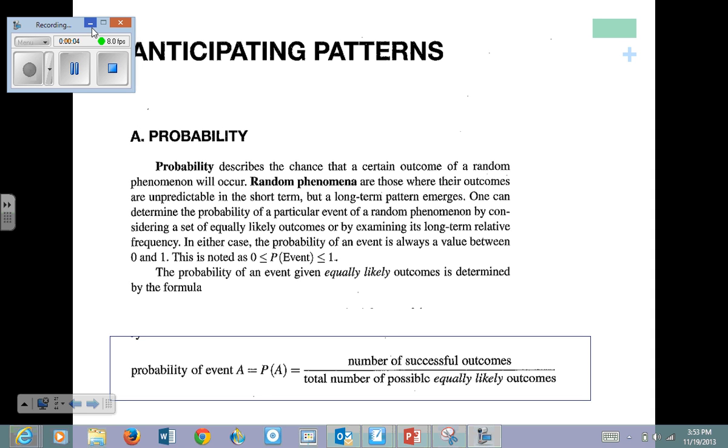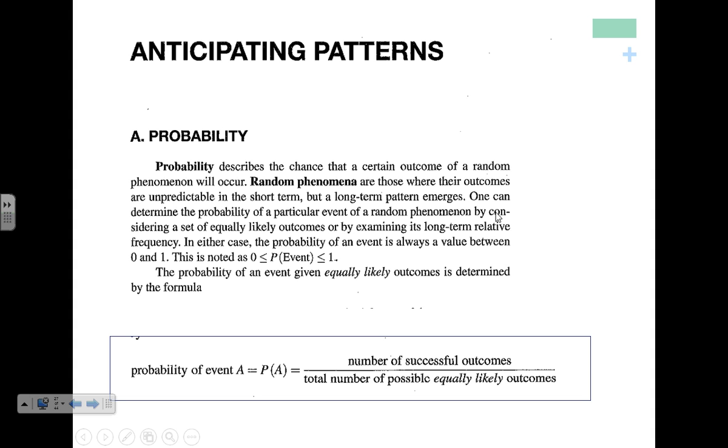Hello, AP Stats. We are working on Chapter 5, Section 5.2, Anticipating Patterns, Probability. We're going to go through a couple definitions real quick and then get on to some problems. Probability describes the chance that a certain outcome of a random phenomenon will occur. Keep in mind, probability is also known as long-term relative frequency.